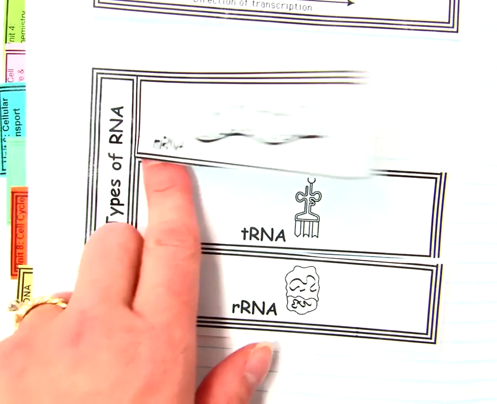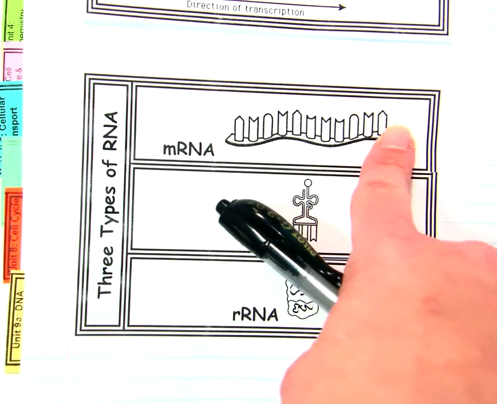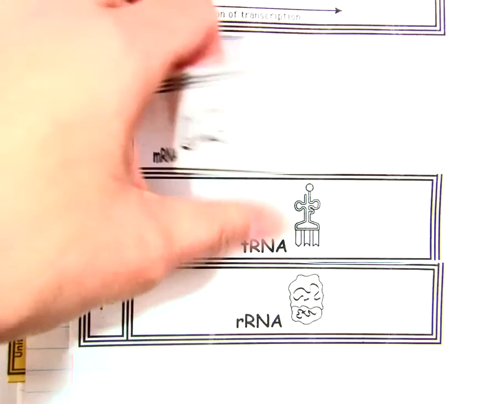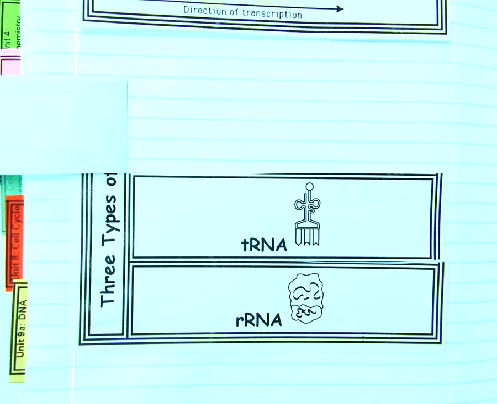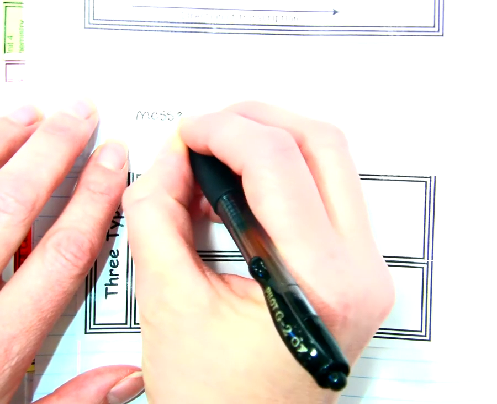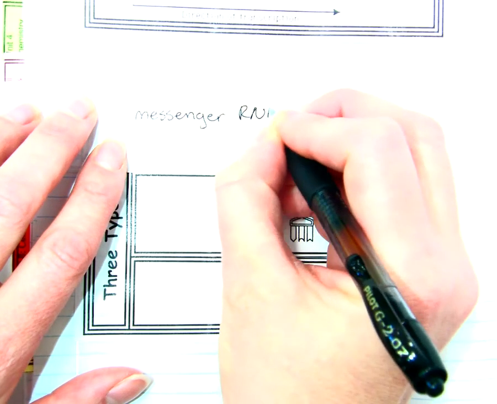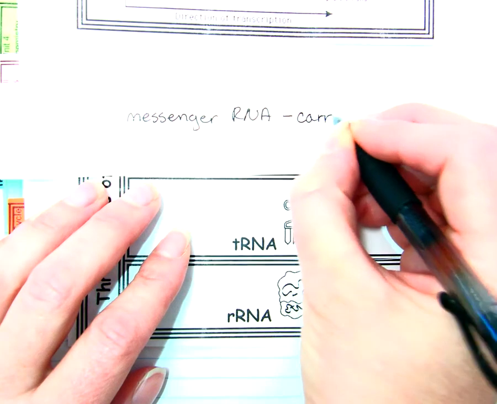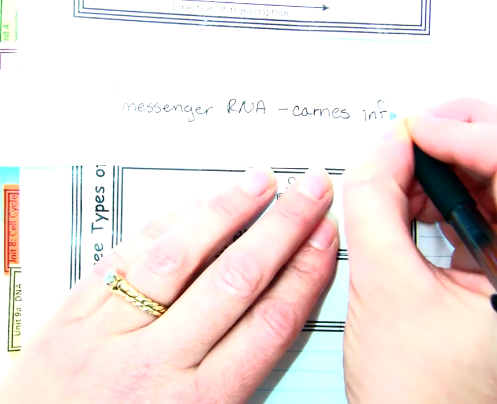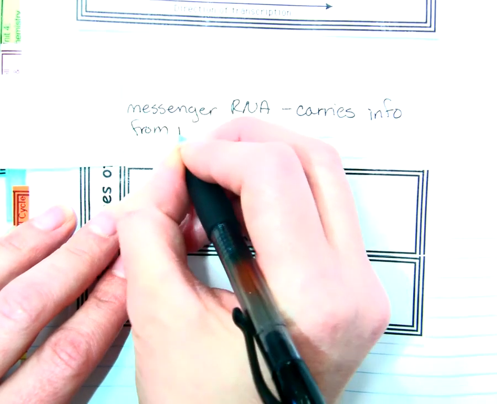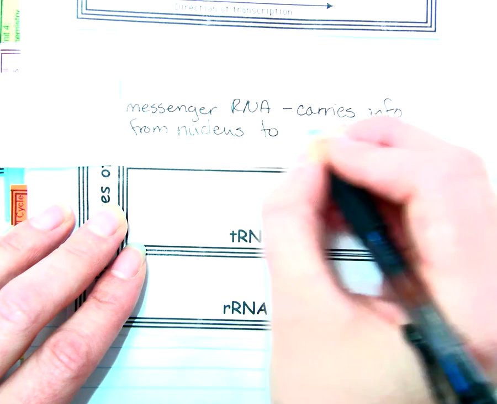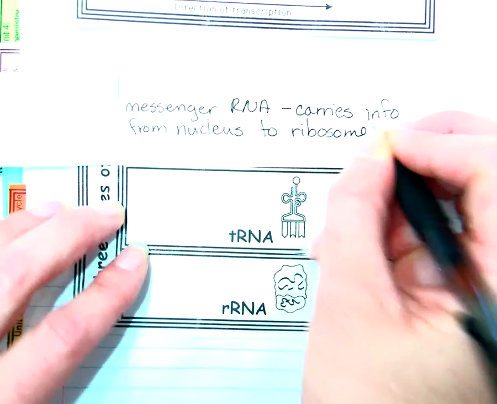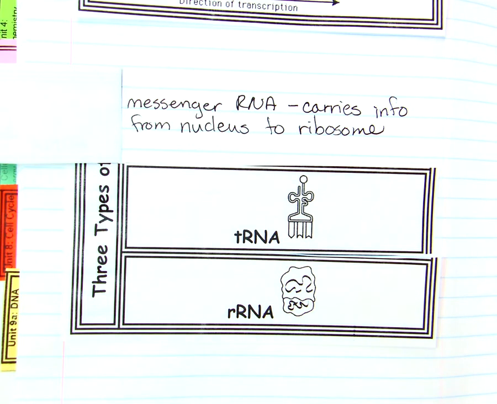We're going to start with this first one, mRNA. And this is what it looks like. mRNA is long and stretched out. Here's our one single strand. That M stands for messenger RNA. Messenger RNA is the one that carries the information from the nucleus to the ribosome.